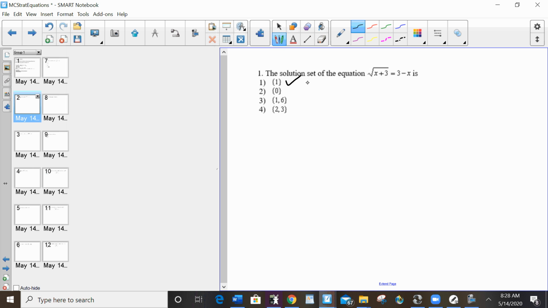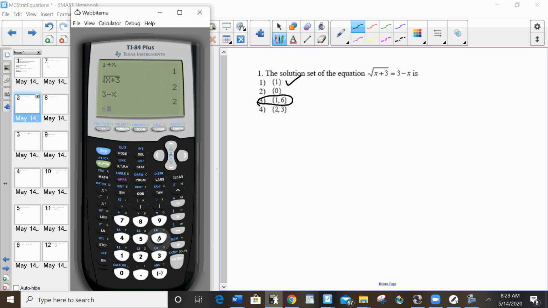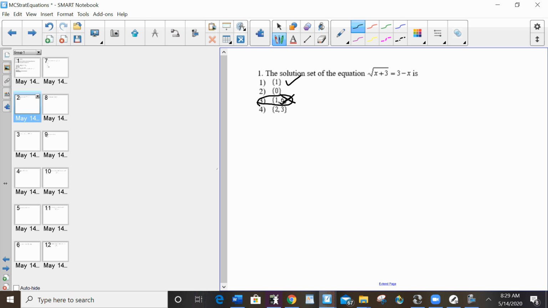Now, look at choice 3. Choice 3 is saying that 1 and 6 are solutions. So now I have to go and I have to store 6. I can just copy and paste what I already typed in before, the left-hand side, the right-hand side. Do they match up? 3 and negative 3, no. So 6 is not an answer. So choice 1 has to be the answer.